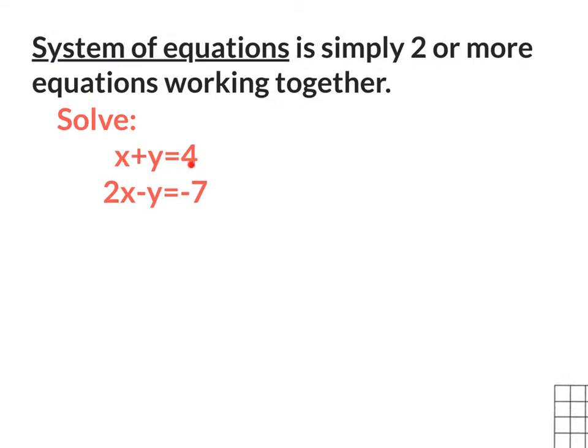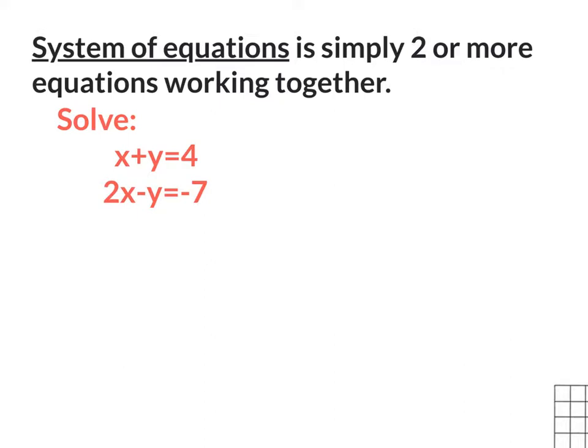Top one. For the top one. Forget the bottom, just the top. If I say 2 and 2 is my answer, it's not going to work down here. 2 times 2 is 4, minus 2 is 0, not negative 7. So the answer 2 and 2 did not work. So we need a different one. Let's find that one answer that works for both equations.